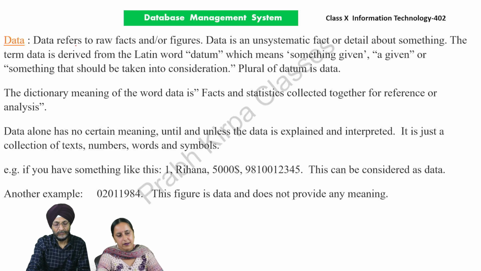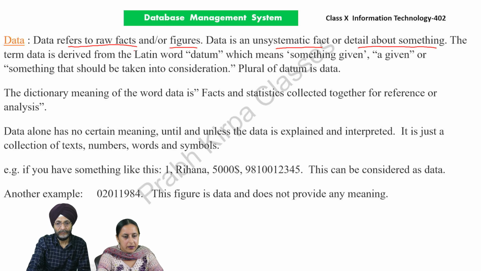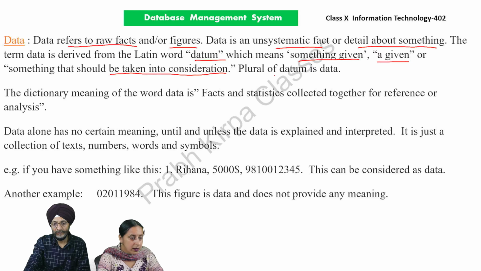Before proceeding further, let us understand the meaning of data. Data refers to raw facts and or figures. Data is an unsystematic fact or detail about something. The term data is derived from the Latin word datum, which means something given, a given, or something that should be taken into consideration. Plural of datum is data.